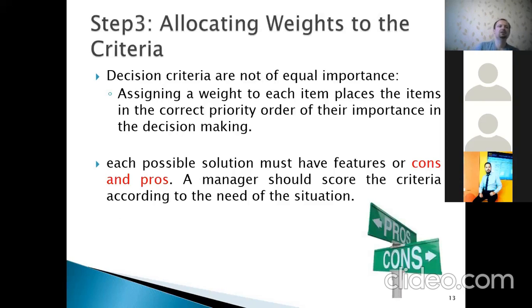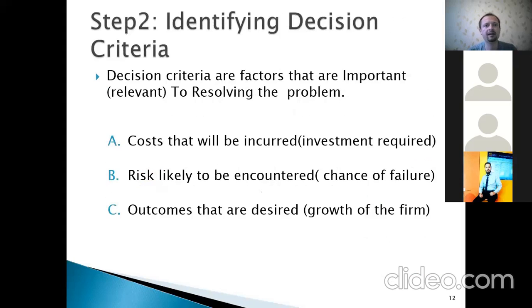The third step is when you are making decisions. The third step is allocating weights of the criteria. It means that for you, okay, let's go back a little bit.